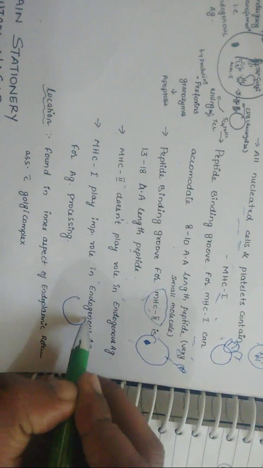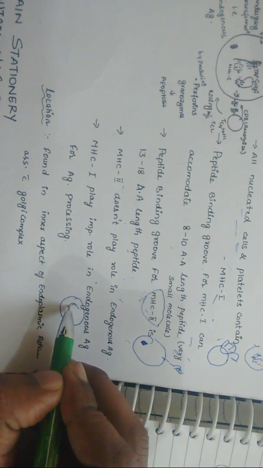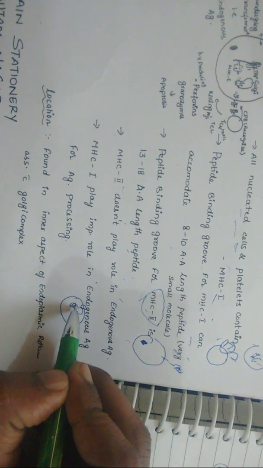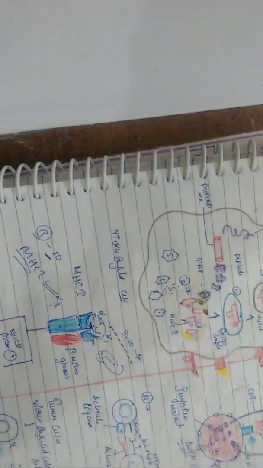We'll be dealing with it in detail, but right now you understand that MHC is present in the endoplasmic reticulum, in association with the Golgi complex. I think you have understood everything that's written in our notes, right? And now let us understand the mechanism of endogenous antigen. If you read this, let me read it, then I'll explain it to you in detail.